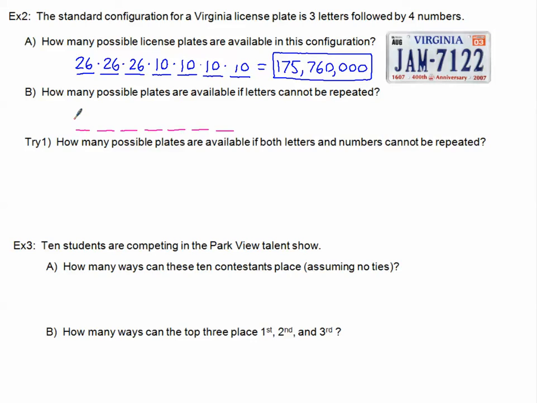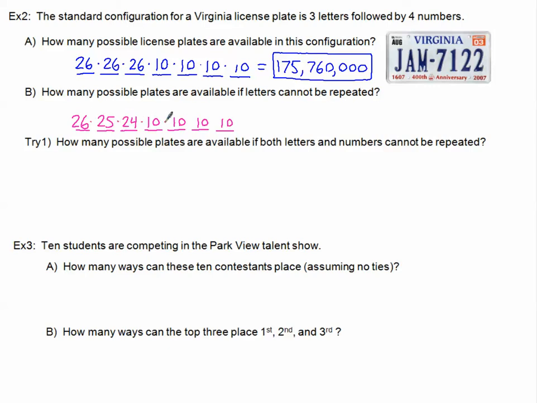Well, picking the first letter, there's still 26 ways. We have to pick a letter. But once we pick that letter, we can't use it again. So there's only 25 ways to pick the second letter. And once we've picked the first one and the second one, we cannot use those 2 letters again, at least according to the rules in this problem. So there's only 24 more letters to pick for the third one. It doesn't say anything about my numbers, so I can continue to pick any one of our 10 digits.